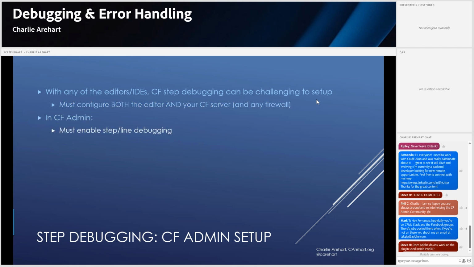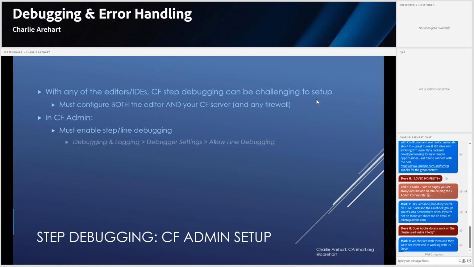So first, in the admin, there's a place where you enable step debugging. It's under debugging, logging, debugger settings, allow line debugging. It's a checkbox. You click that checkbox.